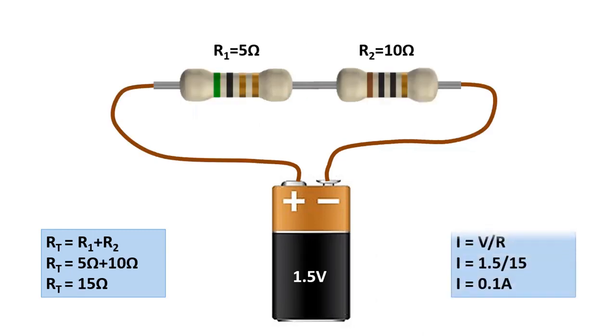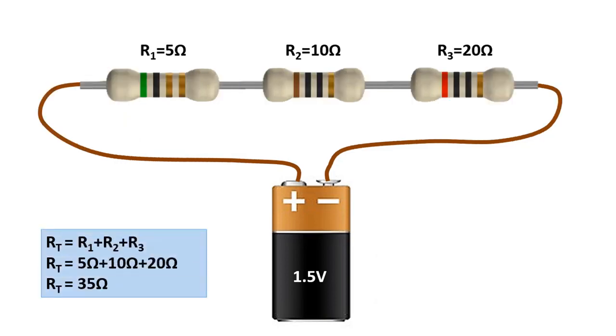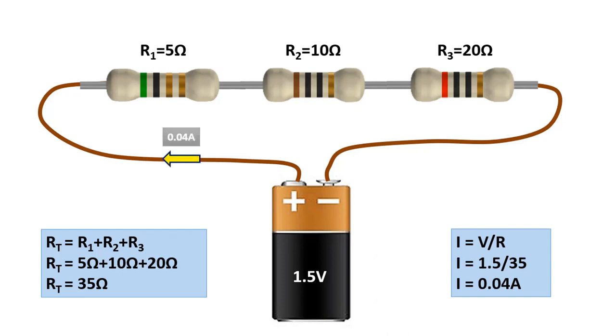For this circuit, where two resistors are connected in series, the current will be 0.1 amps as a result of 1.5 volts divided by 15 ohms. For this circuit, where three resistors are connected in series, the current will be approximately 0.04 amps from the result of 1.5 volts divided by 35 ohms.